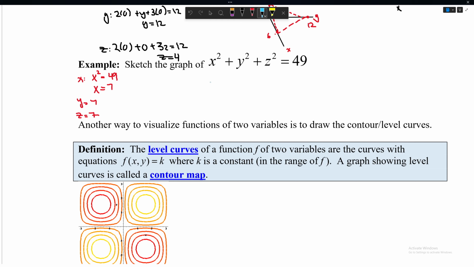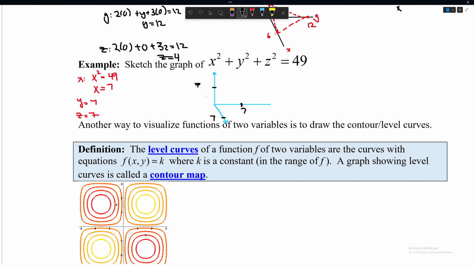And so if we were to come here and graph it, I'm sure there's a way to do an arrow too. I guess not. Okay. So if we were to graph this, what we get is on the x we have 7, on the y we have 7, and on the z we have 7.